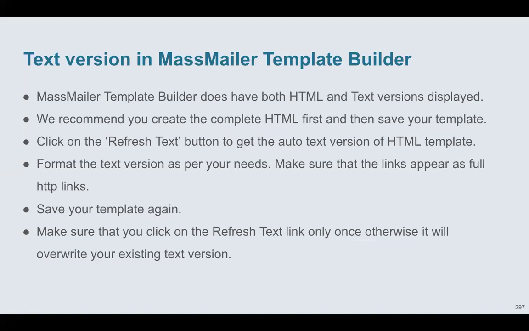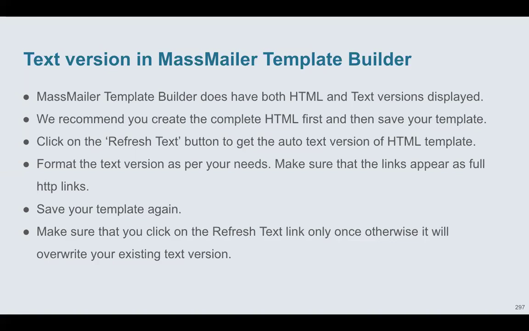But whenever you're making any text changes in the HTML portion of your template, make sure that you do the exact same thing back in the text version right below. I'll show you what I mean. And if you have any links, make sure that you have the full HTTP or HTTPS link. Anytime you're making changes, make sure that you click on Save and Save to Salesforce, because there's no auto save option in MassMailer, unfortunately, due to technical reasons.